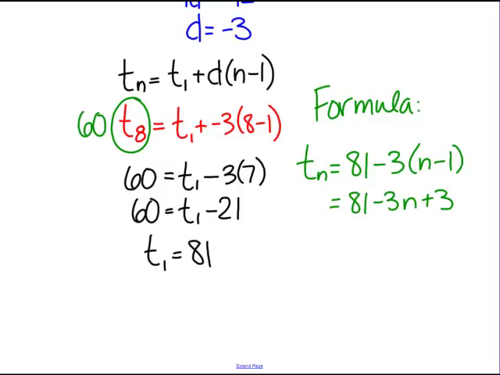The next 2 examples are very similar, except that instead of putting 2 terms in between 15 and 45, we'll put in 3 and then we'll put in 4.